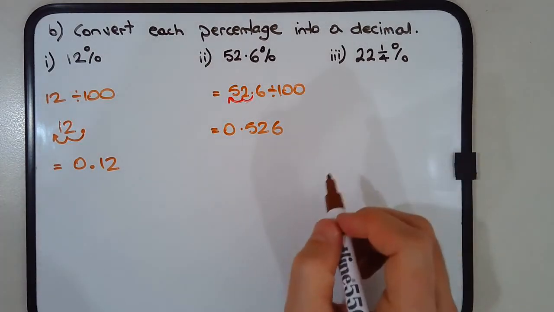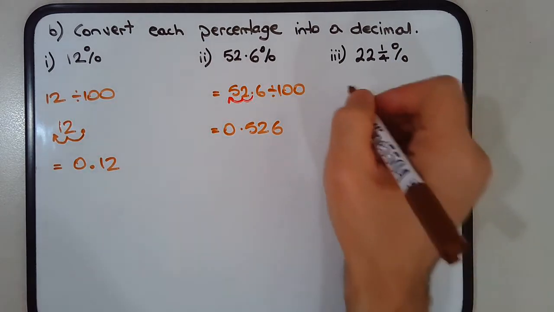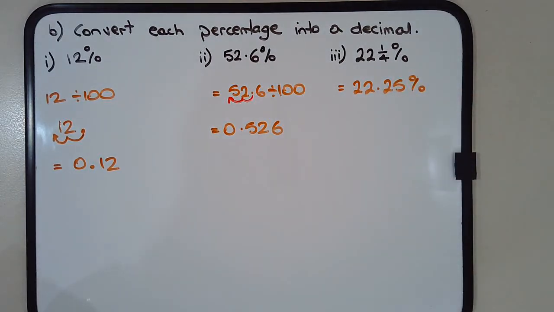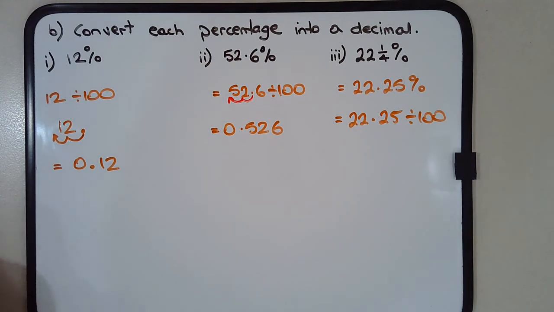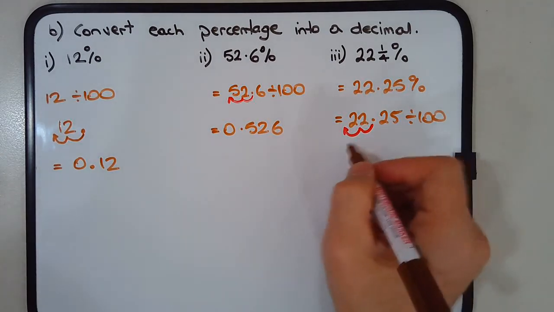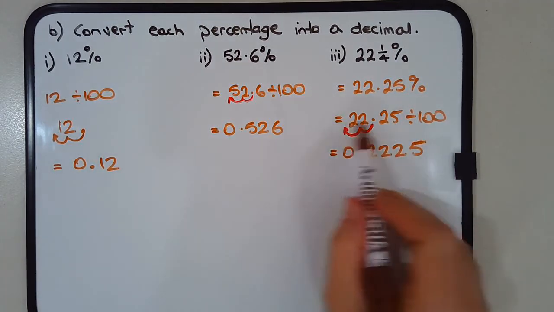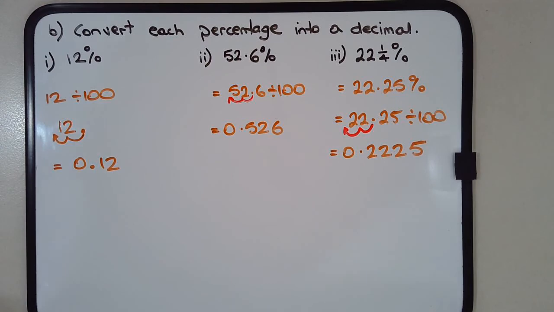And the last one, 22 1/4%. Now, 22 1/4 is just 22.25. So it's good to know what these fractions are in decimal. So we're going to write that as 22.25%, because 1/4 is 0.25 as a decimal. And we're going to divide that now by 100. So 22.25, divide that by 100. We're going to move the decimal point 2 places to the left, and that's going to be 0.2225. Notice that the numerals don't change. We're only moving the decimal point 2 places to the left. So that's a bit of a shortcut that you can use.